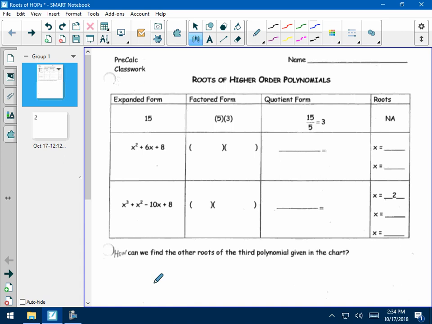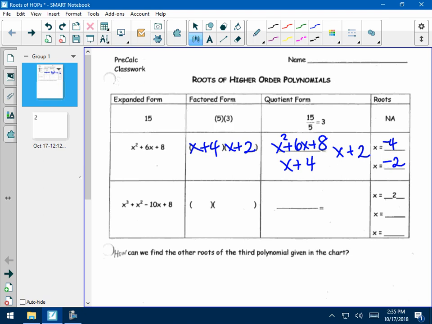x squared plus 6x plus 8 factors into x plus 4 times x plus 2. So we're going to factor that as so. And then when it gets to the quotient form column, what we can do is say, all right, if I take the original quadratic, x squared plus 6x plus 8, and I divide by one of those two factors, doesn't matter which one, let's say I divide by x plus 4, the remaining factor is x plus 2. And clearly, if I have factors of x plus 4 and x plus 2, that would result in roots of -4 and -2.